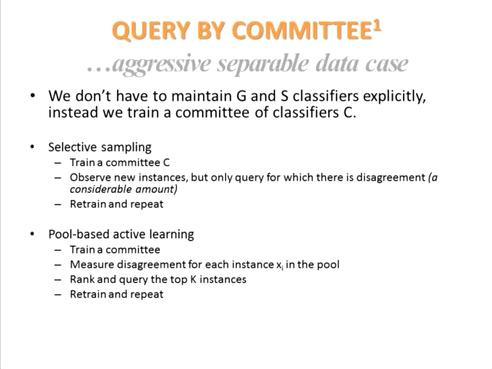Here we talked about the G and S classifiers, the extreme classifiers. Here we do not have those specific G and S classifiers, but we have a committee of classifiers. That's the only distinction. So here we train a committee of classifiers C. Whenever we observe new instances, we only query those instances for which there is a disagreement in the classifiers, then we retrain and repeat. For pool-based active learning, you train a committee, you measure disagreement for each instance xi in the pool across each one of the classifiers in the committee. Then you rank and query the top k instances and then retrain and repeat.